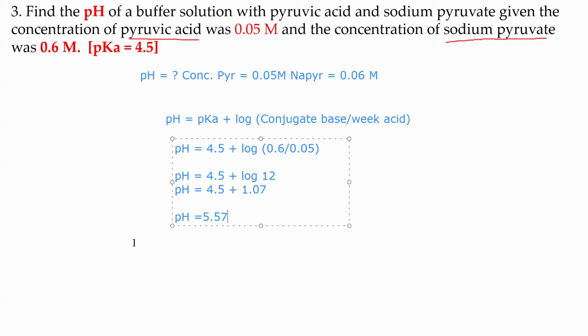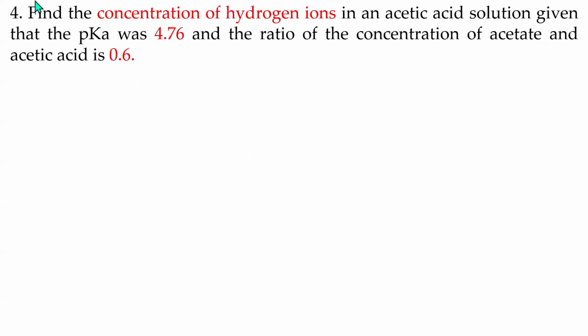Of course, we are now going to look at another question. In the next question, we are going to find the concentration of hydrogen ions in an acetic acid solution, given that the pKa was 4.76 and the ratio of the concentration of acetate and acetic acid is 0.6. I think this one is also simple. How are we going to get this?